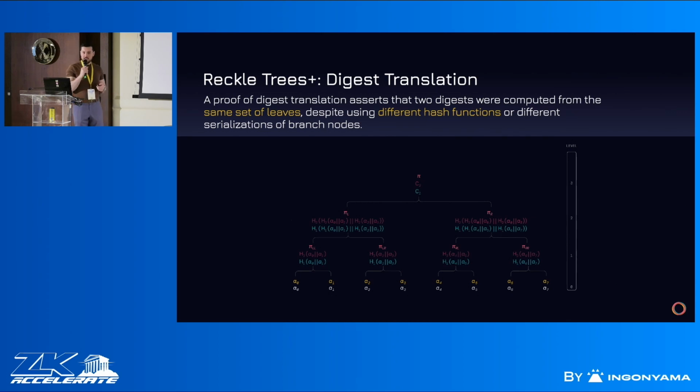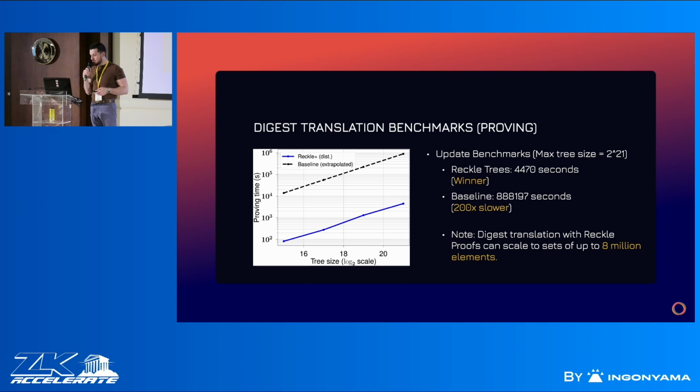What we can do then is take two data structures with different arity, different hash functions, different branch encodings, and we can prove that they are equivalent. In essence, we can take what is a linked list of MPT trees, a blockchain, and we can prove that some subset of the elements encoded in there are equal to some new commitment. And so what we found when doing this is, due to the parallelizable nature of our construction, we're able to construct these batch proofs orders of magnitude faster for digest translation applications than any former state-of-the-art approach.